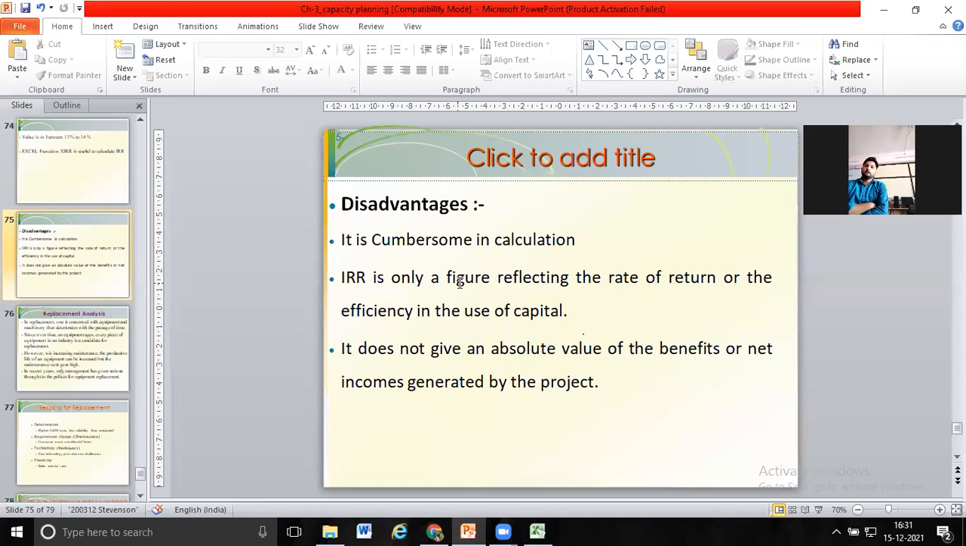Then next one, IRR is only a figure reflecting the rate of return, or the efficiency in the use of capital.